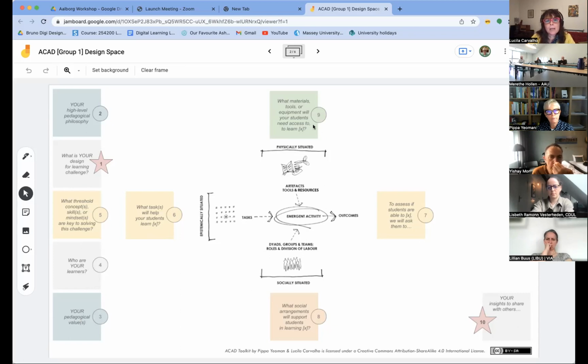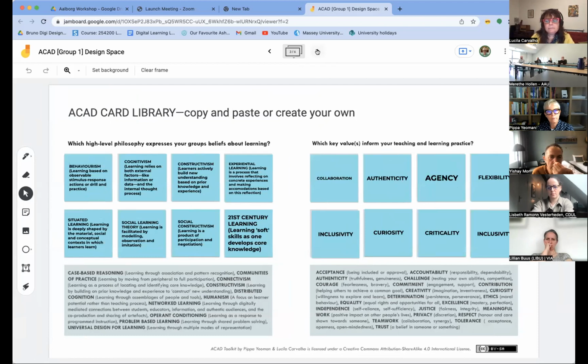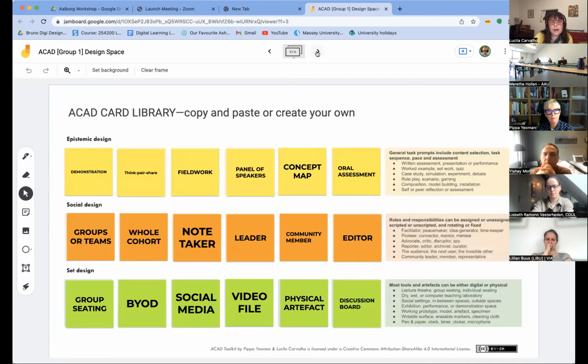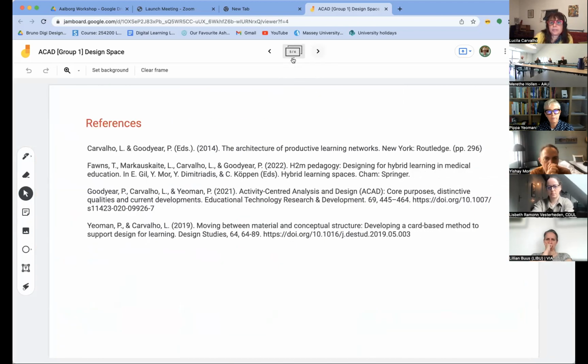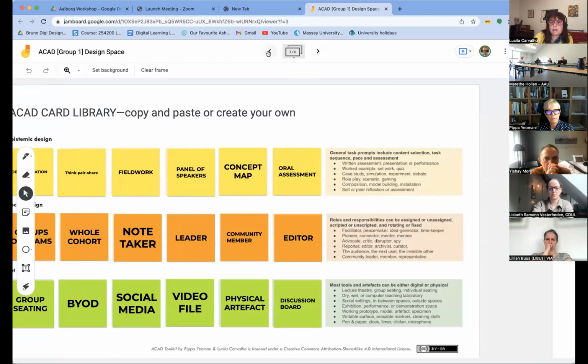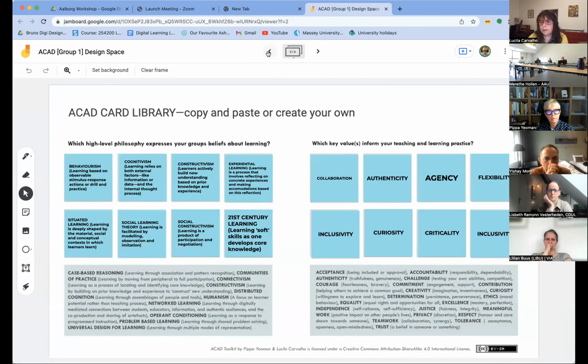Moving on. And over here, you have a library of cards that we selected. You can create your own if you want. Those are the ones that we are thinking about in relation to the PBL idea today. And you have different options over here. And then the references at the end. Pippa, do you have anything that you would like to say?